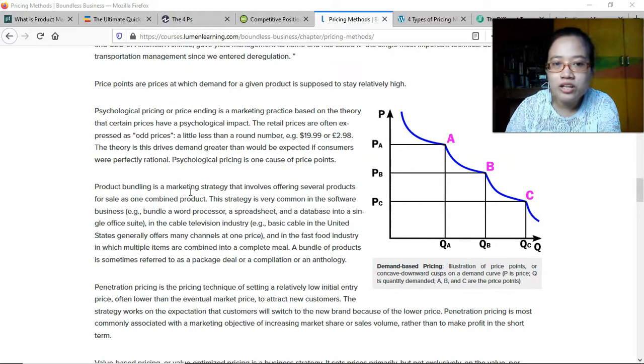Product bundling is a marketing strategy that involves offering several products for sale as one combined product. This strategy is very common in the software business. Bundle a word processor, a spreadsheet, and a database into a single Office suite. You have your Microsoft Office. In the cable television industry, basic cable in the United States generally offers many channels at one price. And in the fast food industry, multiple items are combined into a complete meal.